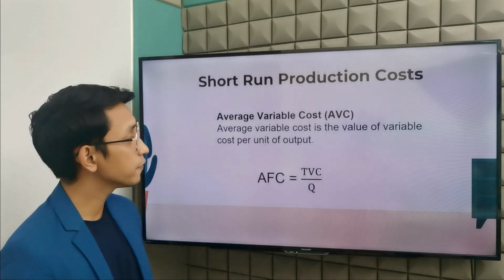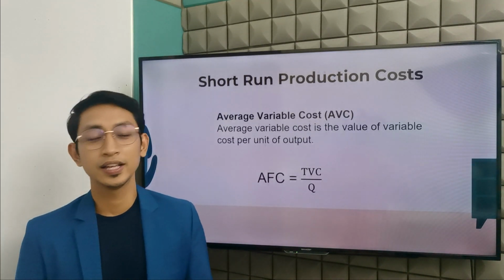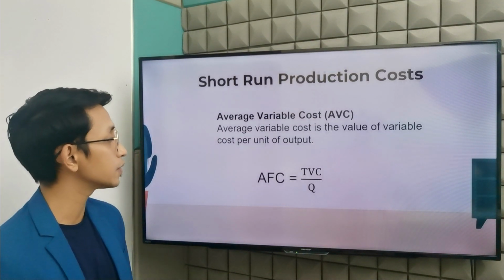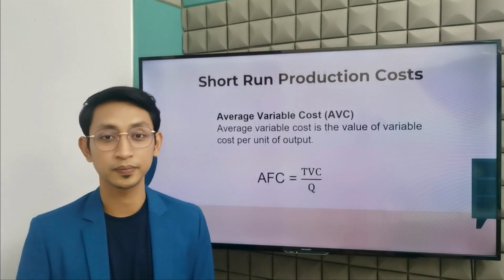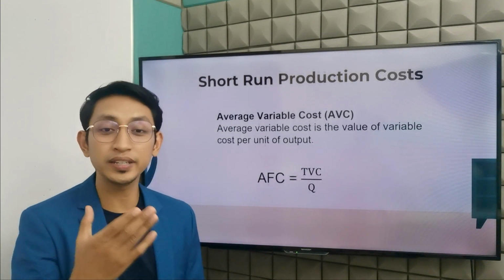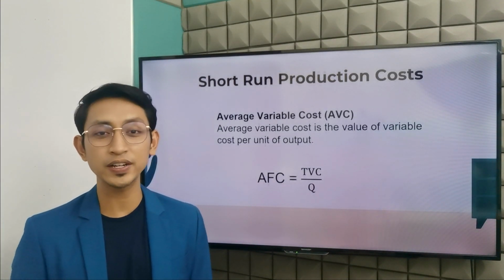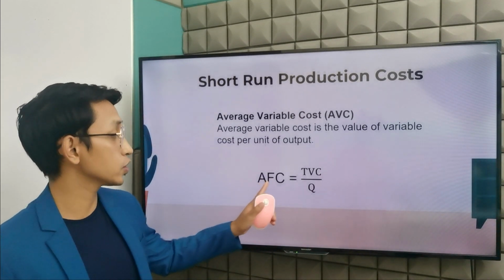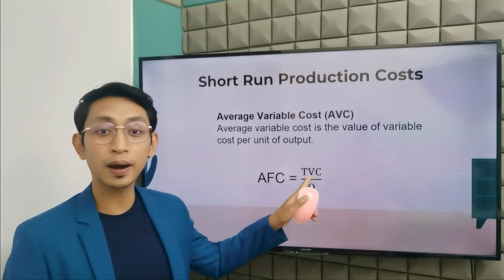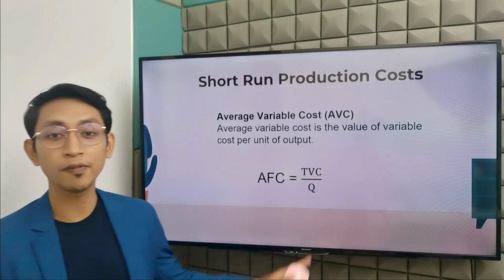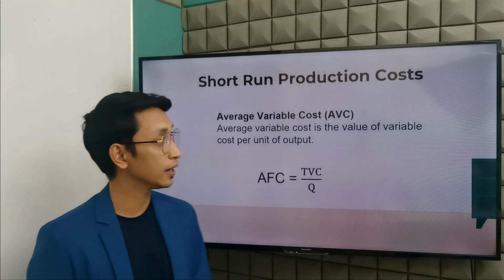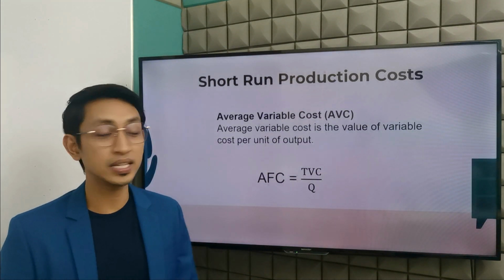Next one, average variable cost. So what is average variable cost? Average variable cost is the value of variable cost per unit of output, the value of variable cost for every output that we produce. So how to calculate average variable cost, AVC, sorry, not AFC but AVC? Total variable cost divided by quantity of output. Almost similar to our AFC just now.